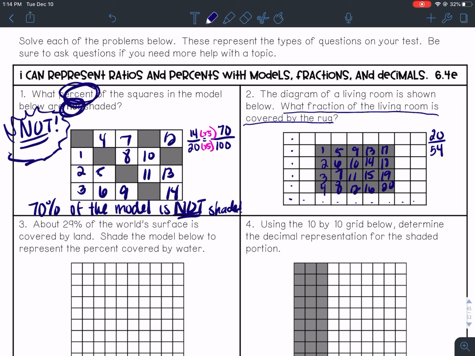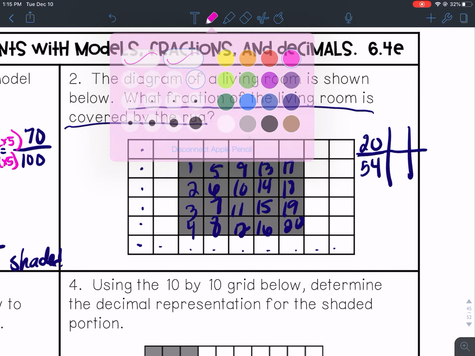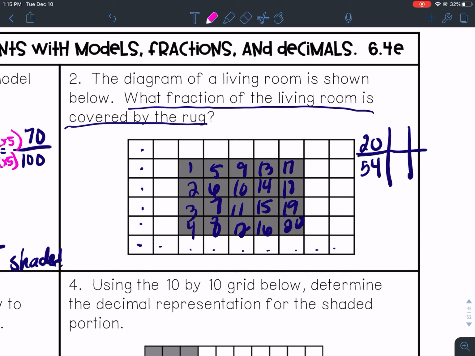Okay, one of the questions that I got is, do I need to simplify? Yes, anytime you see something that can be simplified, simplify it. So I'm going to go ahead and simplify, and I know there's not a lot of space. If you have to use a different paper, I'm okay with you using a different paper. Okay, so 20 over 54.